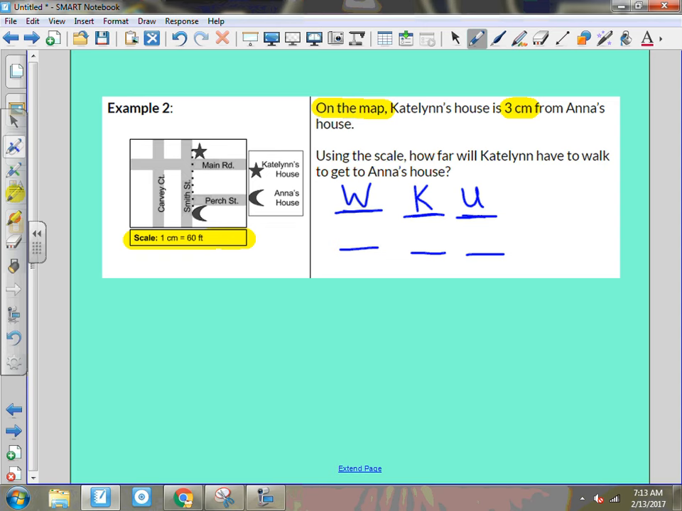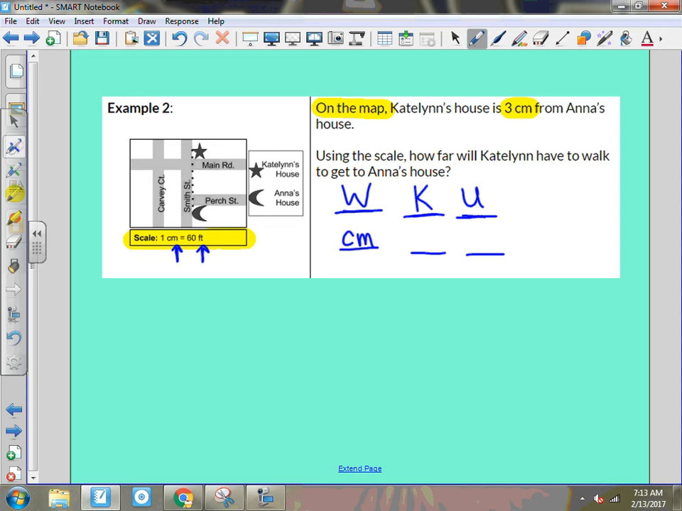Well, the words that I see, especially in my scale, are centimeters and feet. So I'm just going to go ahead and pick one. Remember, just pick which way it's going to go, write it in your words, and stick with it the whole time. Well, they wrote centimeters first in the scale. I'm going to go ahead and put that one on the top.